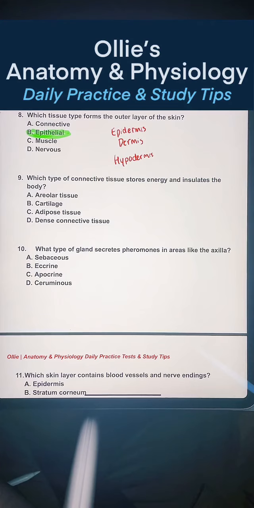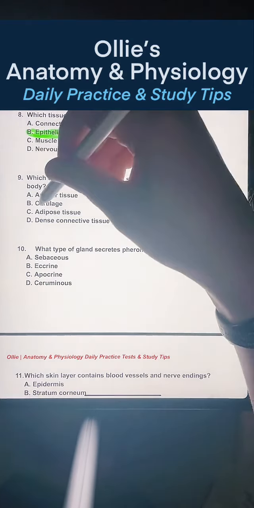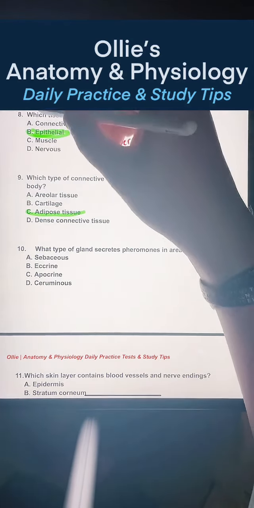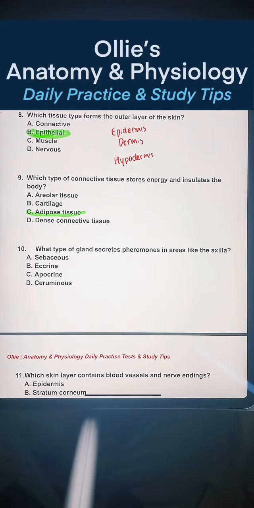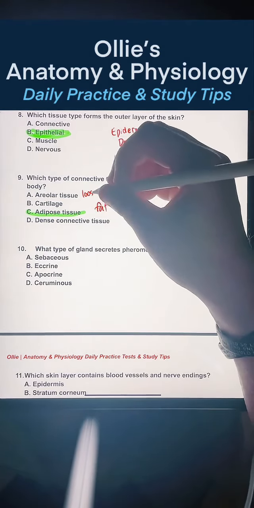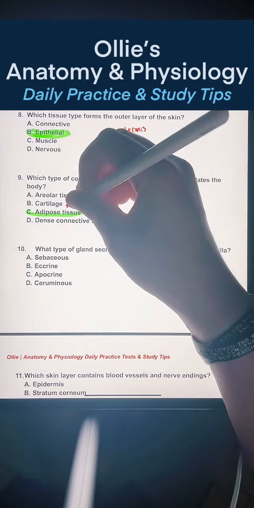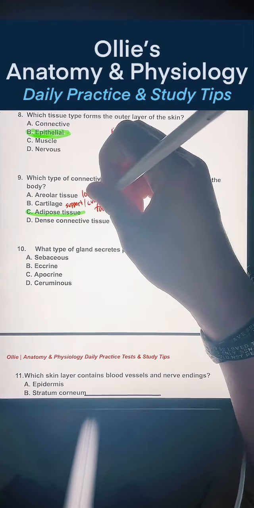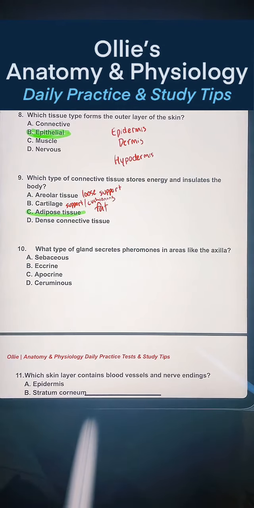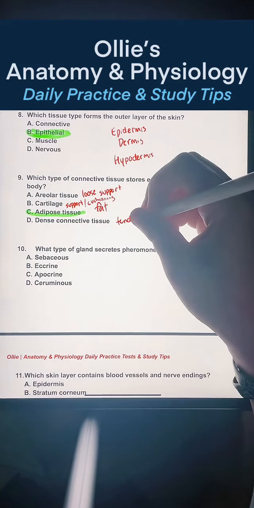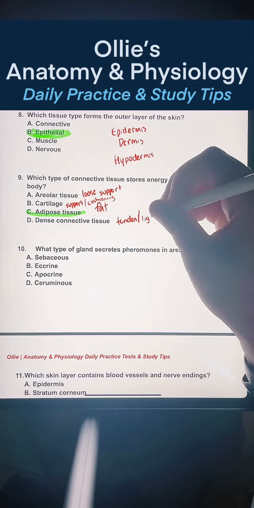Number 9, what type of connective tissue stores energy and insulates the body? The answer is C, it is adipose tissue. Adipose tissue is fat tissue. One of the main functions of adipose tissue and fat in general is energy storage and insulation. These are fat cells. Areolar tissue is more for loose support. Cartilage is also support, with a little bit of cushioning. And then dense connective tissue is more like our tendons and our ligaments.